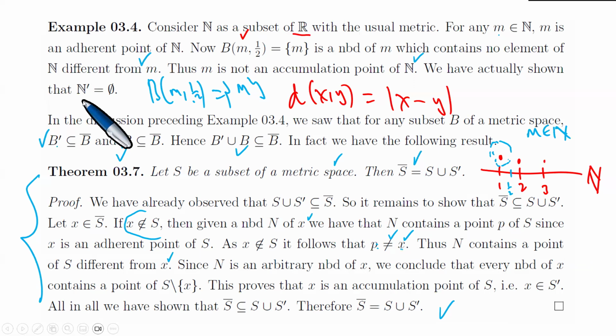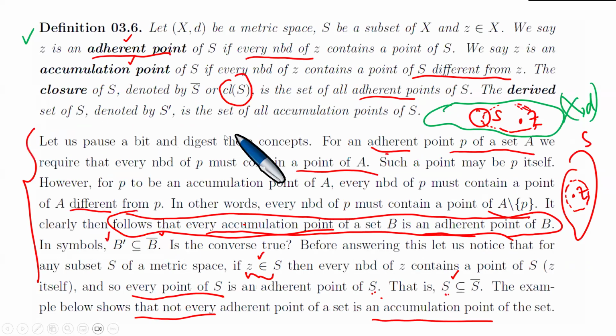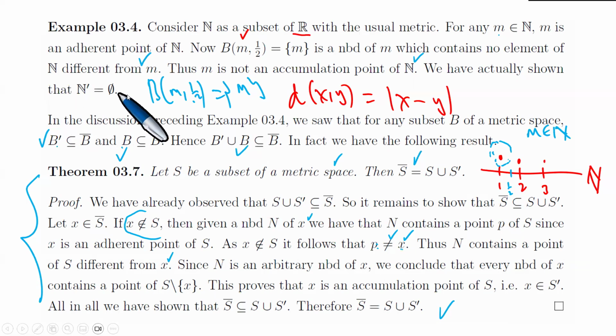The derived set of the naturals is empty. The derived set is the set of all accumulation points. So the natural numbers have no accumulation points, because the derived set of the natural numbers is empty. Just a realization there.